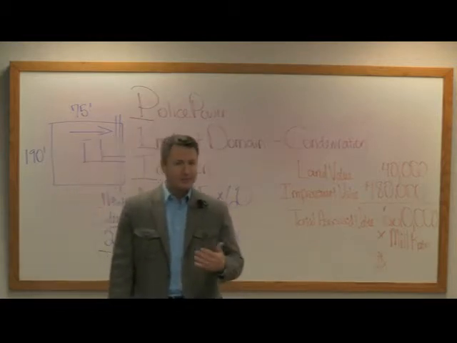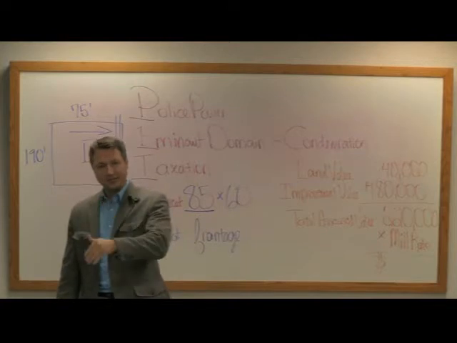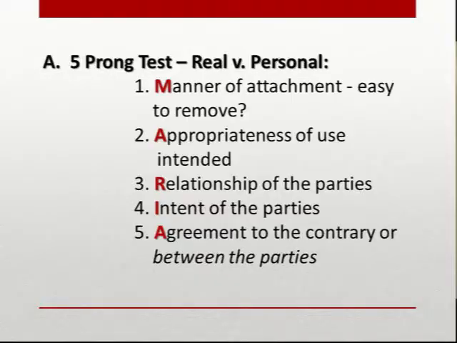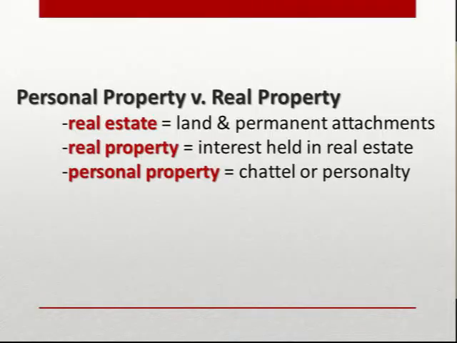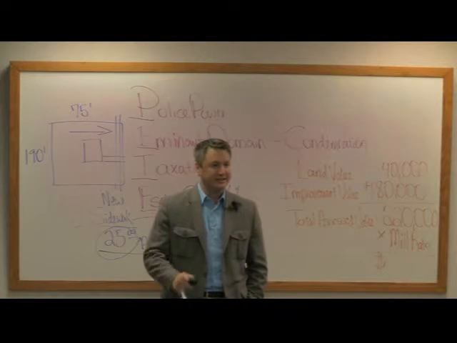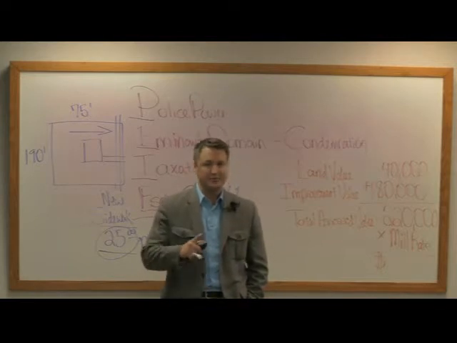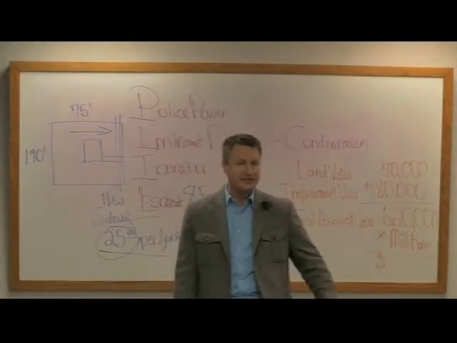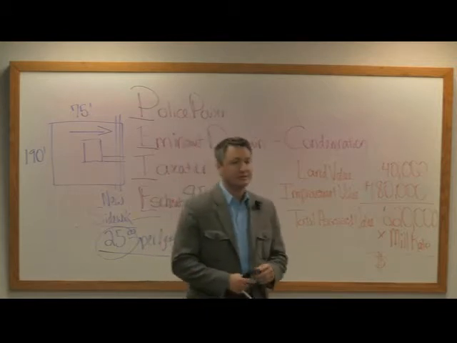So when it comes to personal property and fixtures or real property or property that's attached, there's going to be this 5-prong test that we're going to use to discover which is which. So just to recap, we have real estate, which is the land and the improvements or attachments. The real property is the interest that's held, or land plus improvements plus bundle of sticks. And then we have personal property, which you'll see two new words that we can use interchangeably with personal property. The first one is chattel.